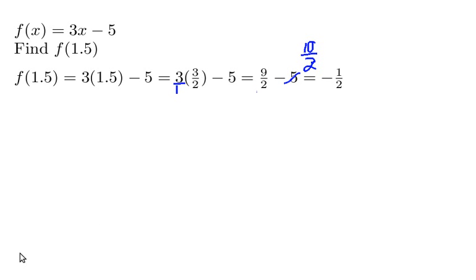So you can also write this as, and this is just as acceptable, negative 1 over 2. It means the exact same thing. So this, we have now evaluated f at 1.5. We just took in the 1.5, replaced x, and then simplified it down to negative 1 half. Okay, so now allow me to clear that off, and I will go on to another example.